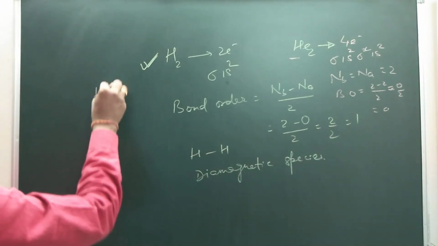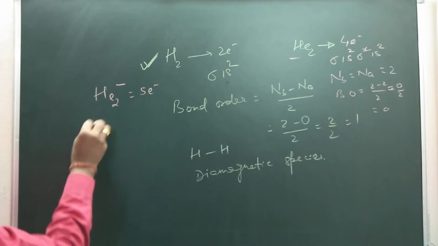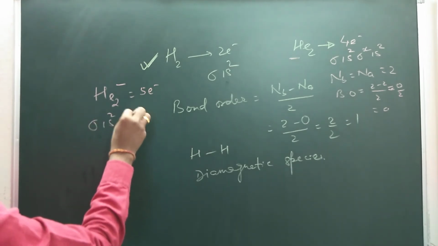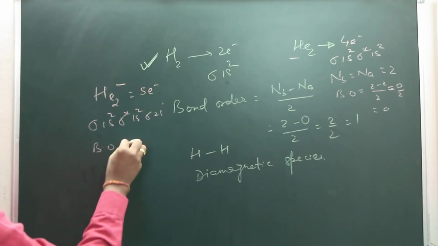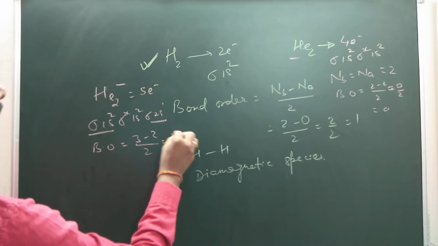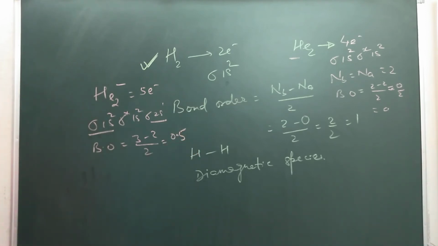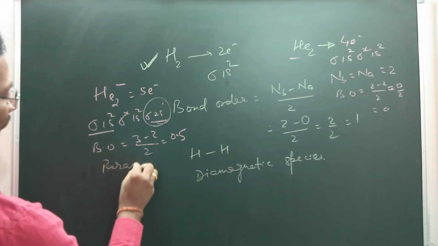Suppose they ask you He2 minus, that means there are 5 electrons. So we can write sigma 1s2 sigma star 1s2 sigma 2s1. So the number of bonding electrons will be 2 plus 1, 3. 3 minus 2 by 2 is 0.5. That means it has a partial bond, and since one unpaired electron is there, it is paramagnetic.